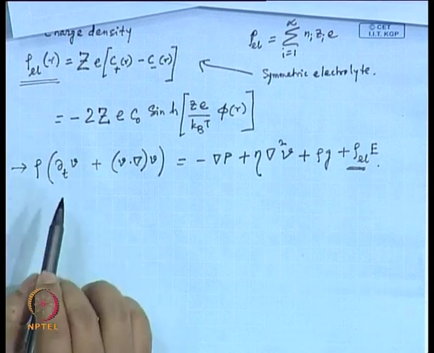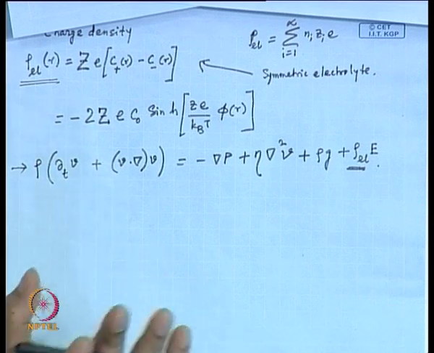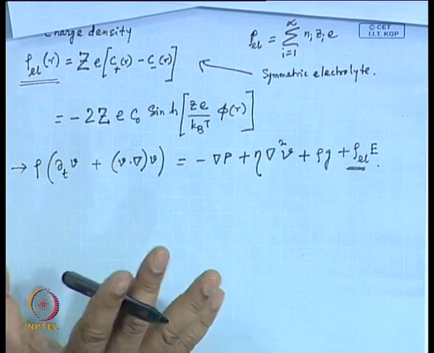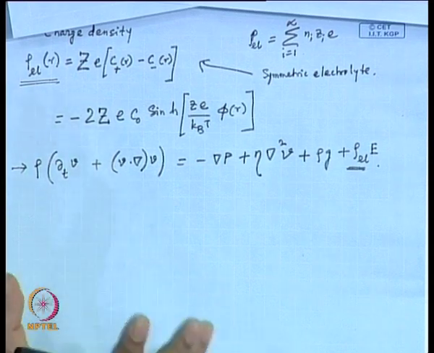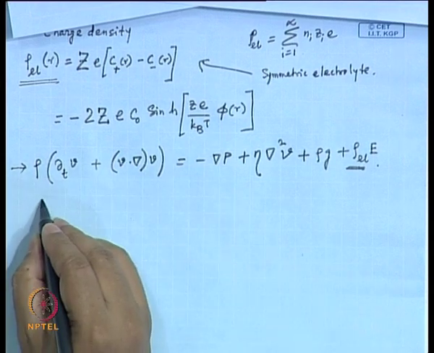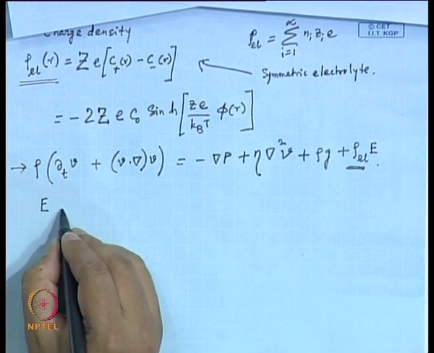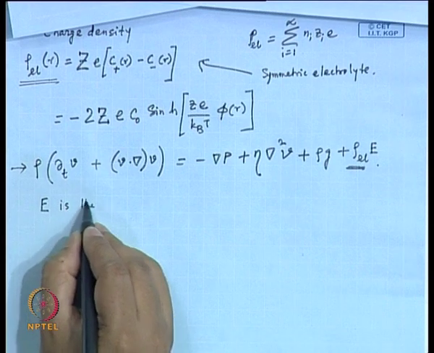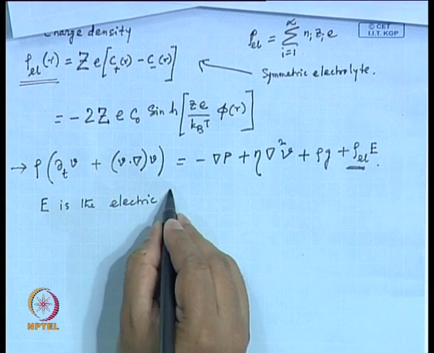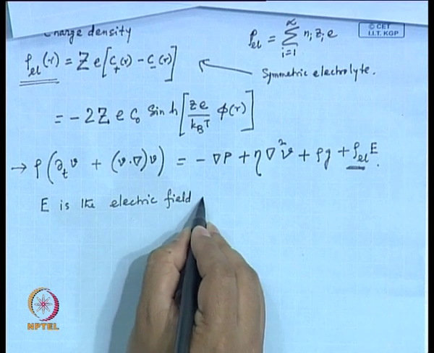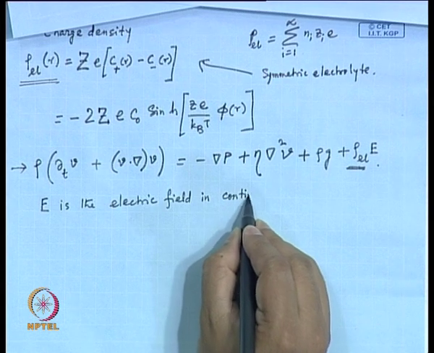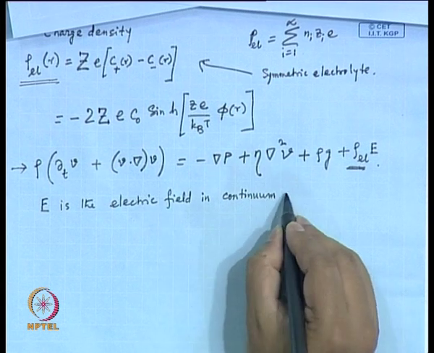Now, we will get to this Navier-Stokes equation a little later. However, let me get some more feel of what these individual terms are. Let us first see what E is. E is the electric field in continuum hypothesis.